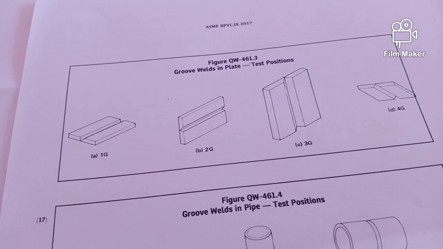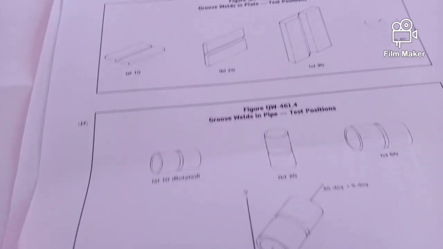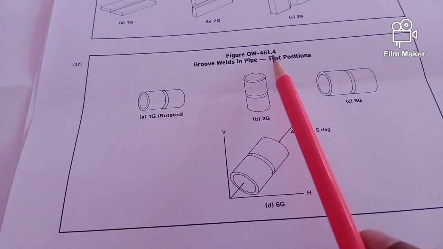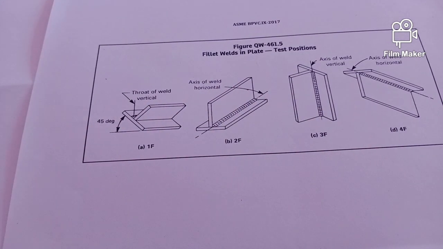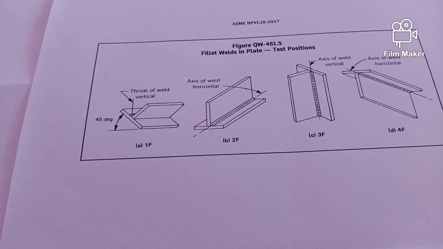That is page number 182. And the different types of weld position for groove weld in pipe is given in figure number QW461.4, page number 182. Then the different types of welding position for plates in fillet weld is given in figure QW461.5. Also, fillet weld in pipe test position is given in QW461.6. So we can see one by one.